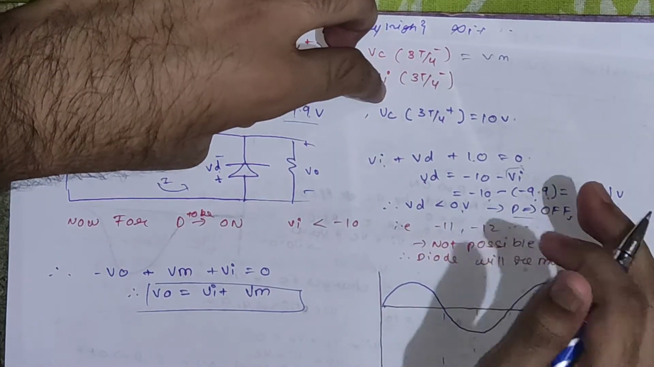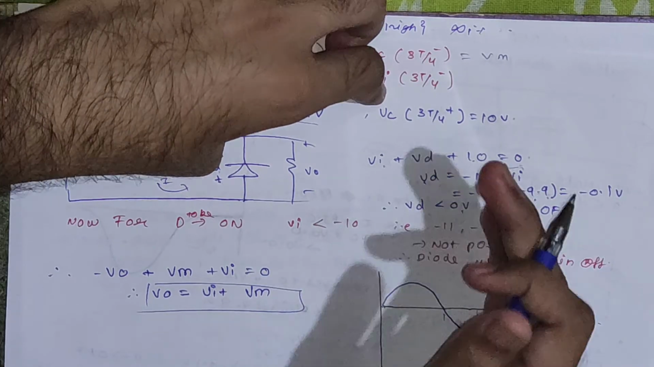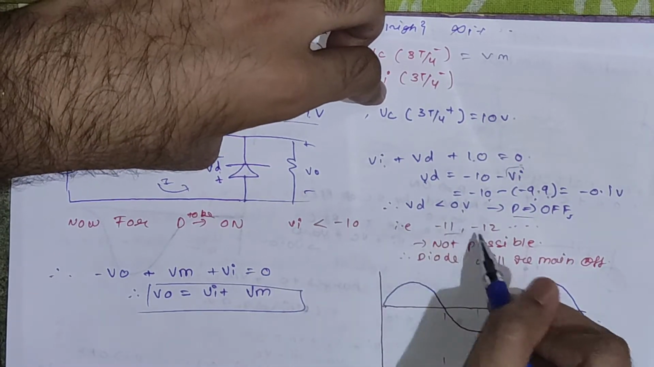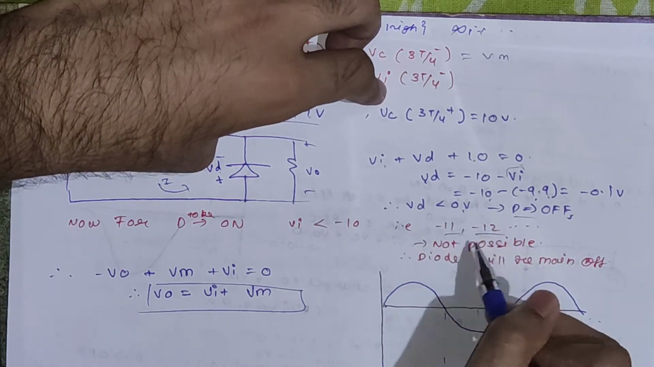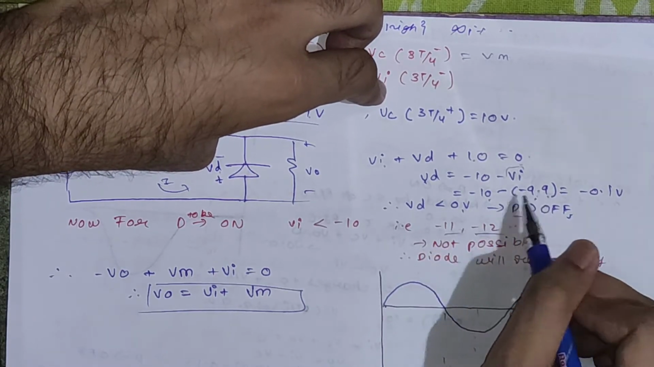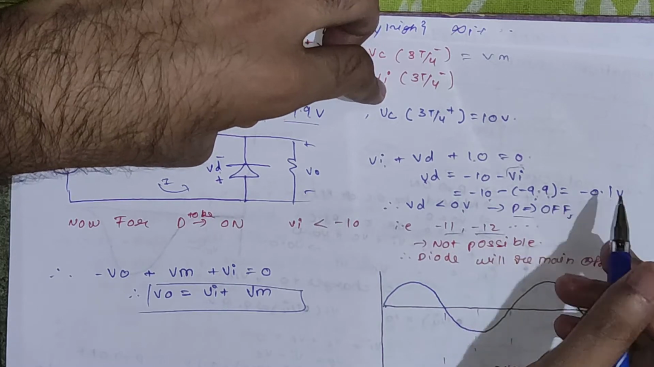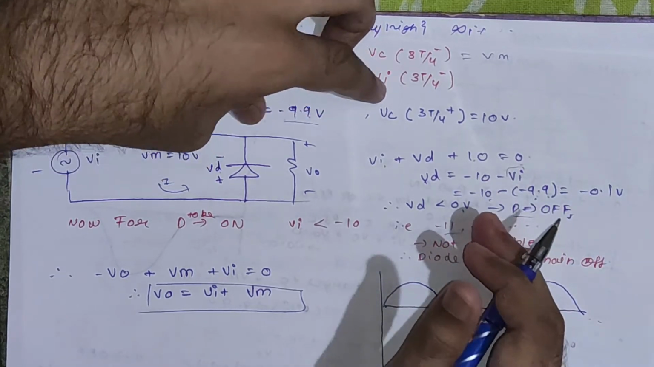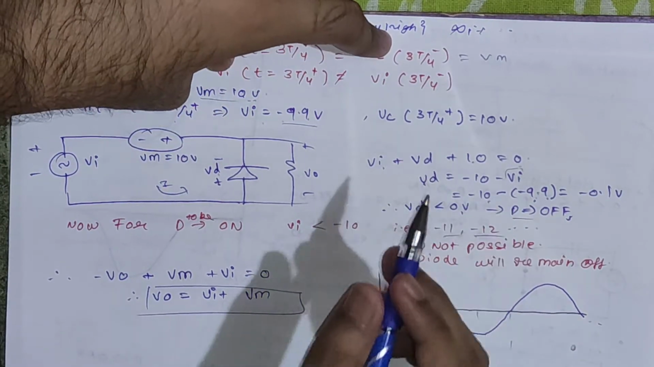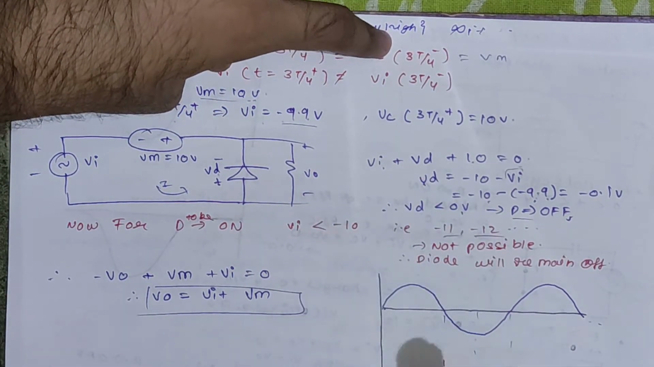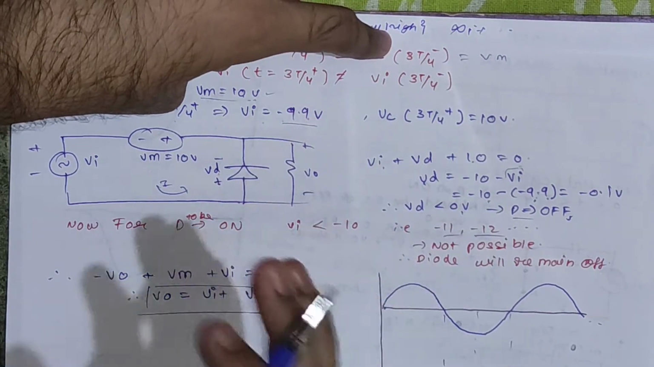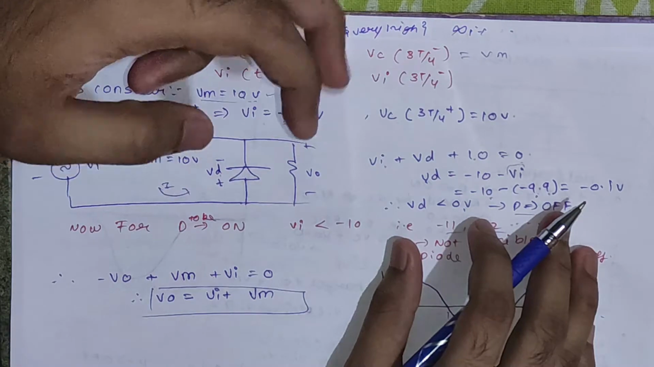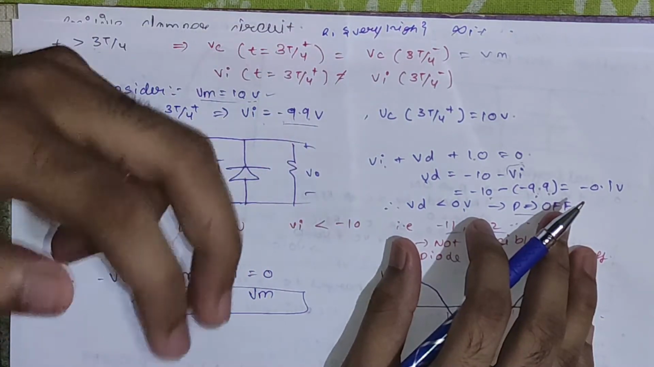Also, if the diode wants to turn on, the input voltage should be less than minus 10 volts. So it could be minus 11 or minus 12. If we replace minus 11 here, you will get minus 10 plus 11, which is 1 volt, greater than 0 volts. Only at that time will the diode be on. But the maximum voltage our input waveform has is 10 volts, which cannot go beyond minus 10 volts. So at this phase the diode is not going to turn on again.